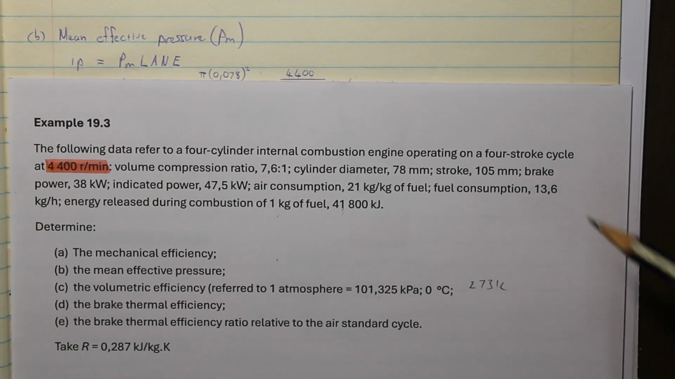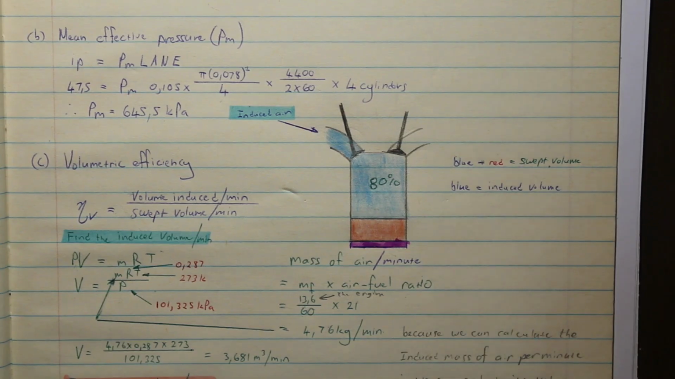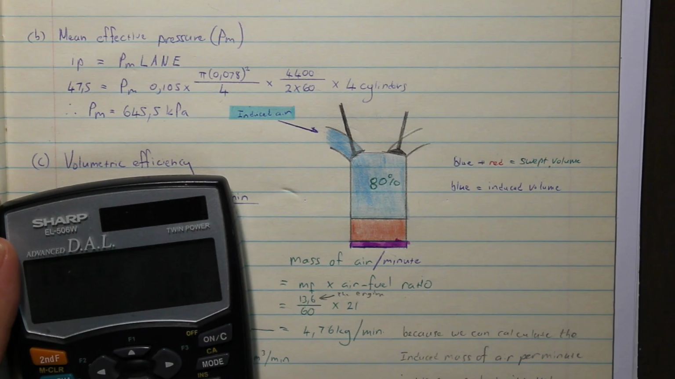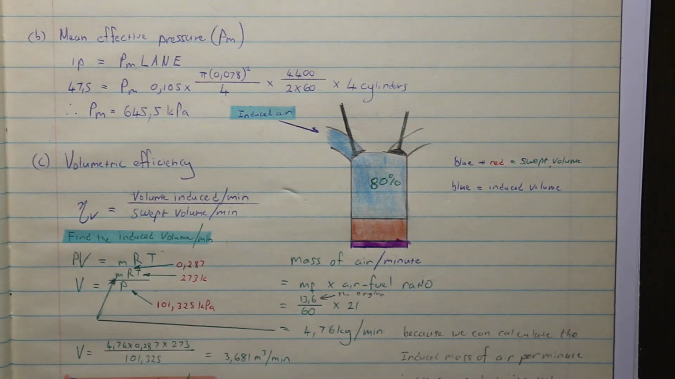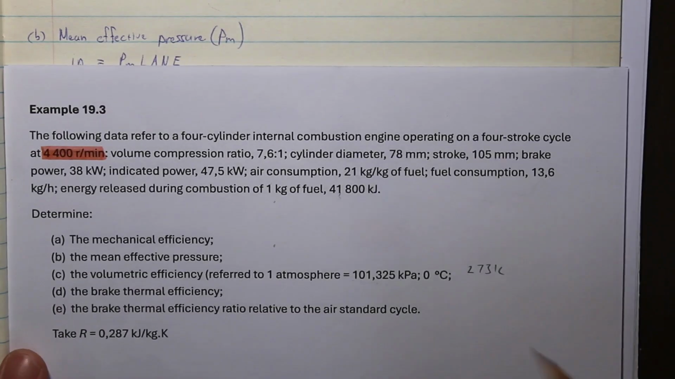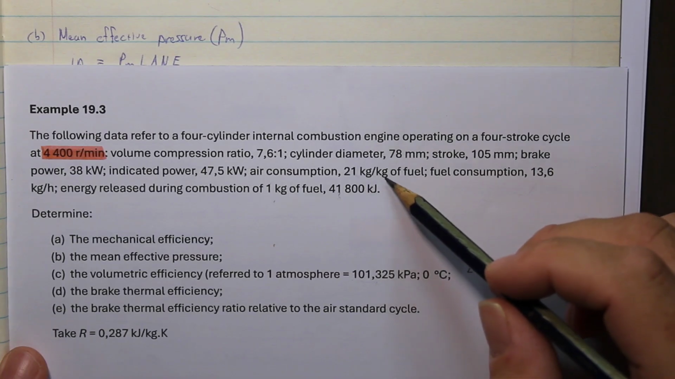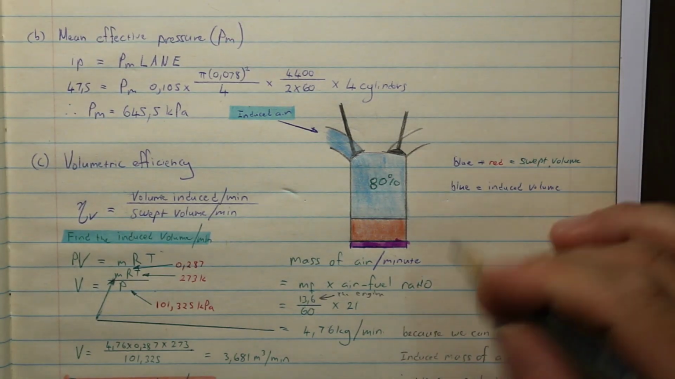So we're going to divide 13.6 kilograms per hour by 60, and then we'll have that in per minute. Then we'll know how much fuel is used every minute. 13.6 divided by 60, and we're going to get 0.226 kilograms per minute. And now, because we know the amount of air that is pulled in per kilogram of fuel, we can take the amount of air pulled in per kilogram of fuel and multiply it by the amount of fuel that is used per minute.